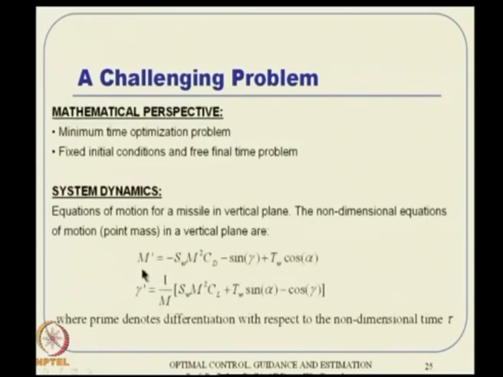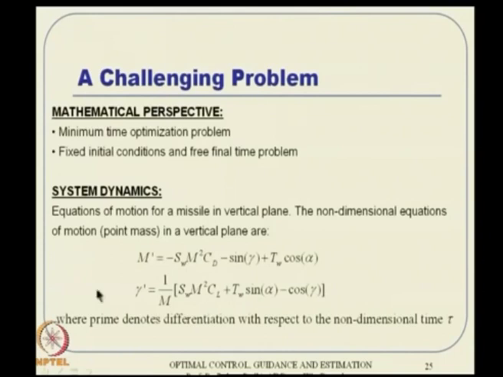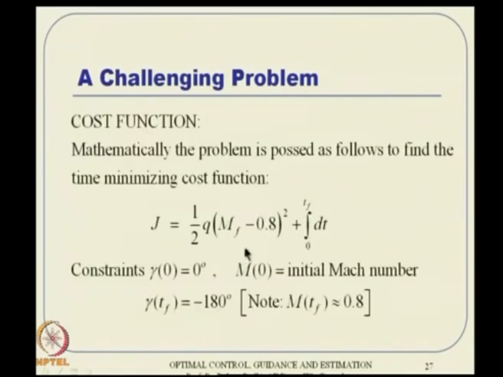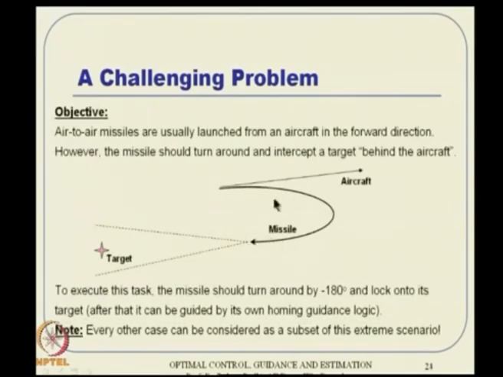These are derivatives with respect to tau, where tau is normalized like this, and TW is thrust by weight, a kind of normalized thrust. SW is like this, and Mach number is by definition normalized: velocity of the vehicle divided by sound velocity. Using these variables, you have this system dynamics. And then, our objective is to minimize the time taken, that is, minimize tF minus t0.